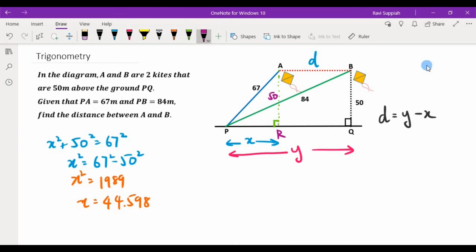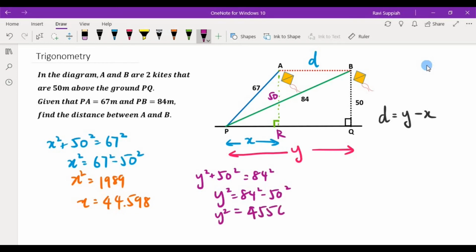Similarly, we can do the same thing for y. So y square plus 50 square is equals to 84 square. So y square is equals to 84 square minus 50 square. So y square is 4556 and y will be equals to 67.498.